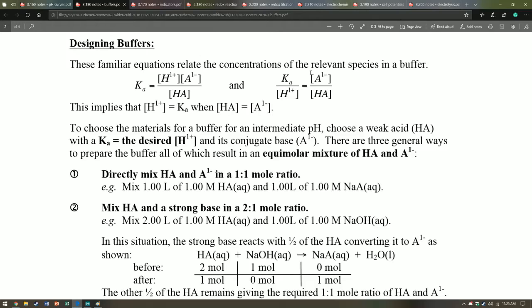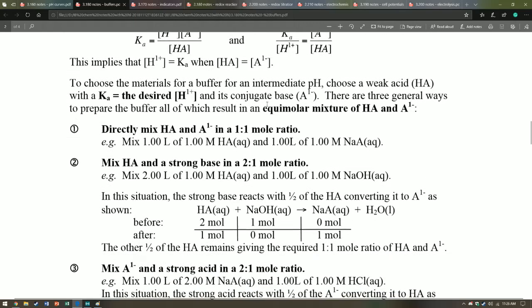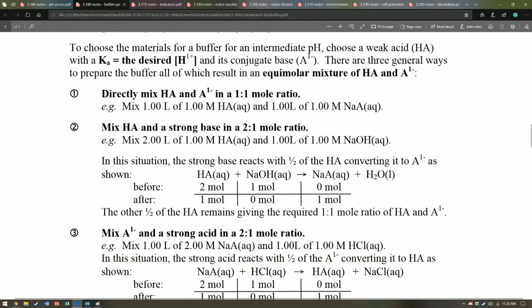And we know that one way to make a buffer solution is that HA equals A minus. Remember, A minus is the conjugate of HA. And if these equal each other, this fraction is 1, which also means that this fraction must be 1 as well, which would imply that Ka equals H plus. So to make a buffer solution, you can directly mix HA and A minus in a 1-to-1 mole ratio.